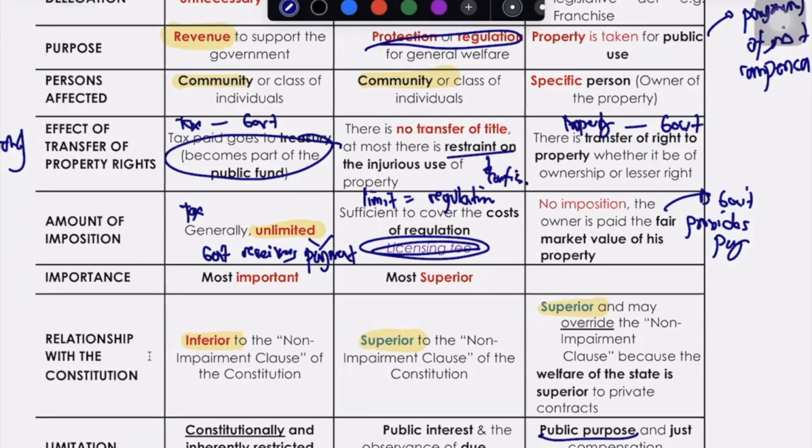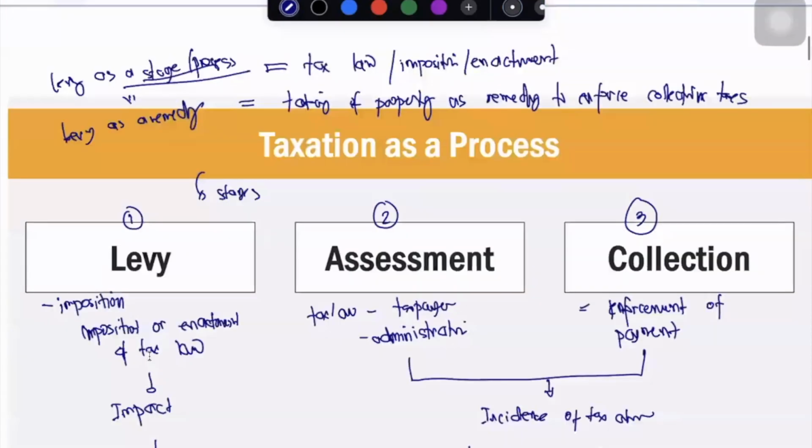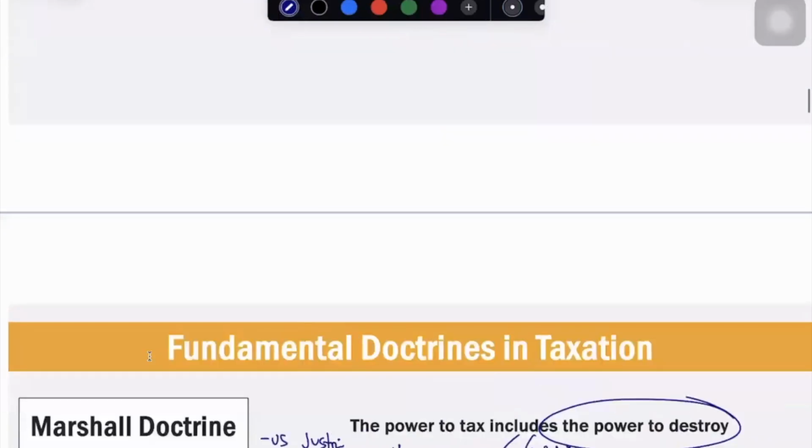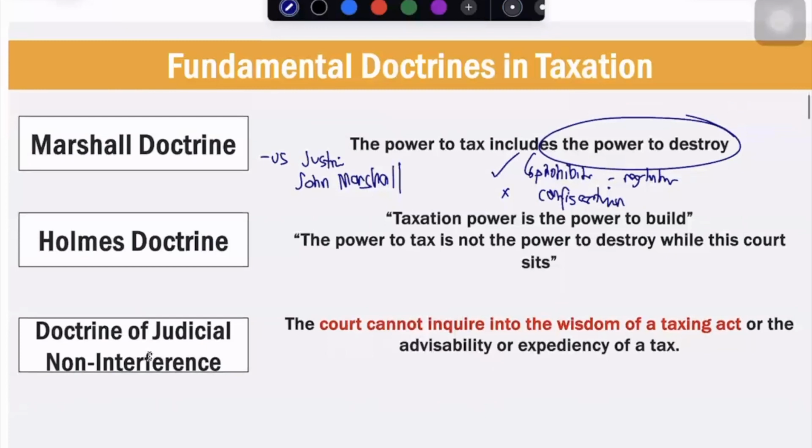Remember that. So if we go back to the definition or the other theories provided by Marshall, the power to destroy here means only regulation or prohibition as an implement of police power. We cannot use police power itself. Why? You are already overlapping different powers of the state. So if it is taxation only, it cannot also be police power.